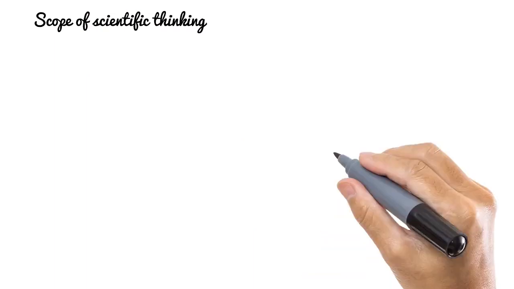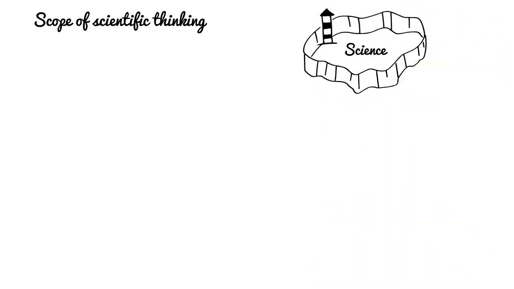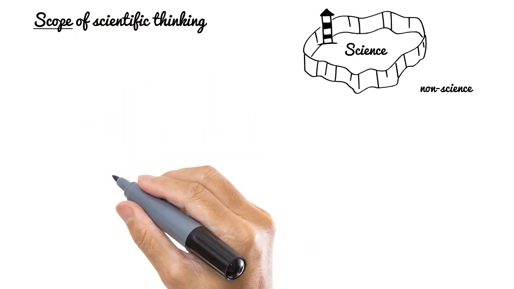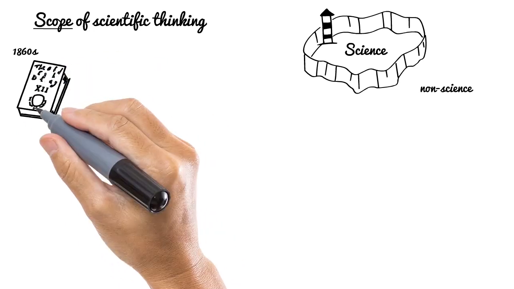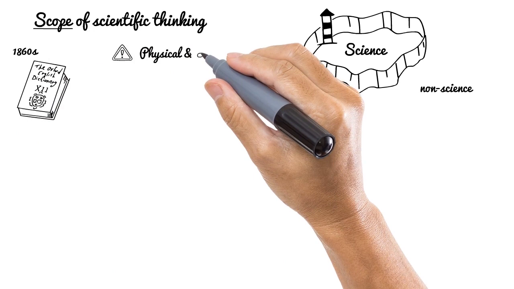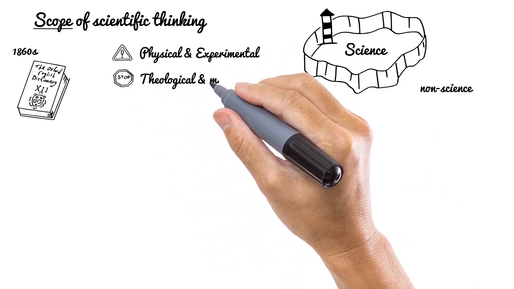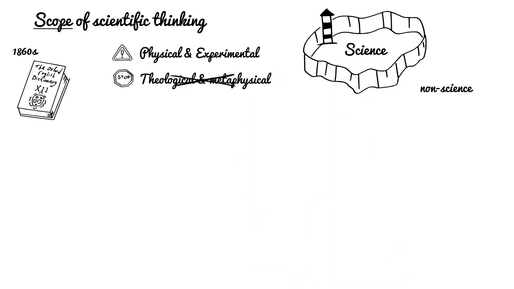Another thing that I would like to mention at the beginning about science is a certain restriction set by the scientific community, which narrows down the scope of scientific thinking. Historically, it happened back in the 1860s, and to be precise, it was published in the Oxford English Dictionary that science is considered as physical and experimental science, to the exclusion of theological and metaphysical. And such a restriction is still relevant nowadays.